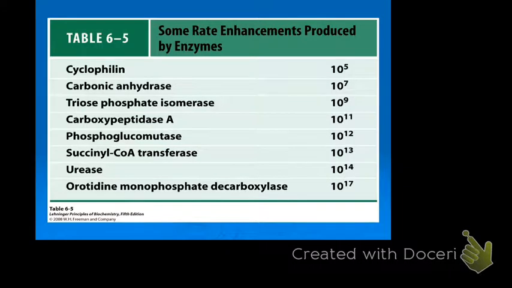And so this just shows you some examples of rate enhancement. Carbonic anhydrase is one that we've talked about. That's why it helps control your blood pH. It makes the carbon dioxide in your blood soluble. It's a 10 to the 7 power fold increase.